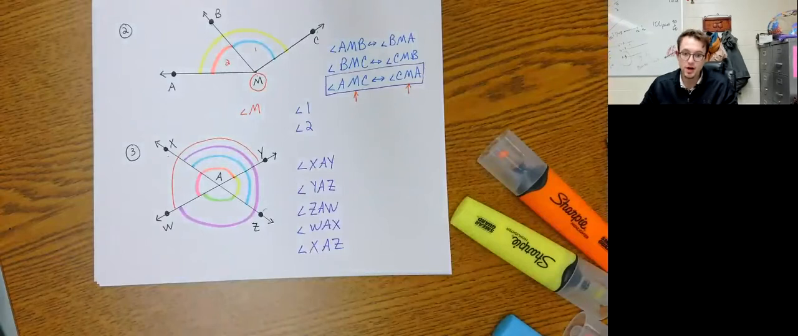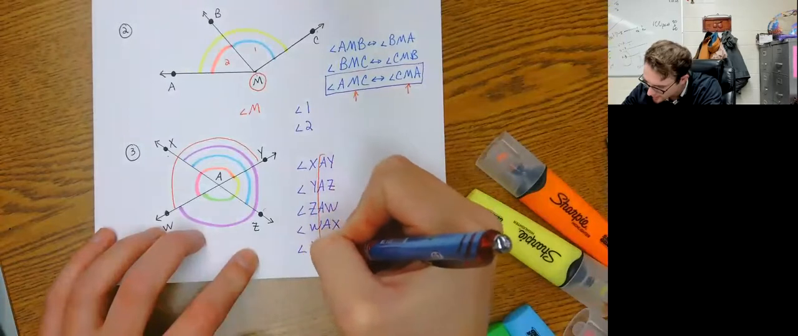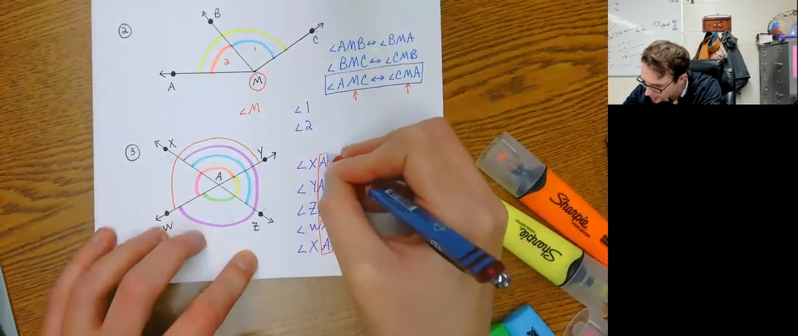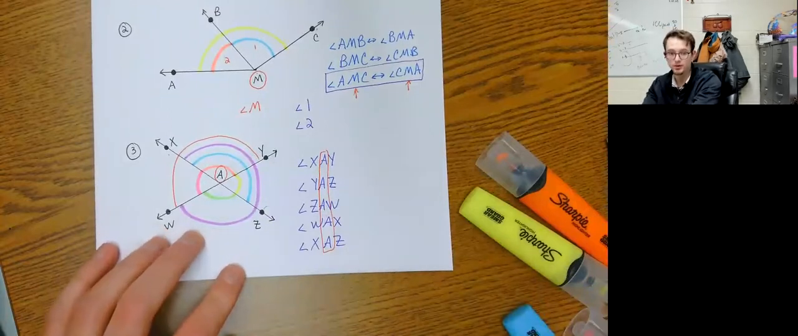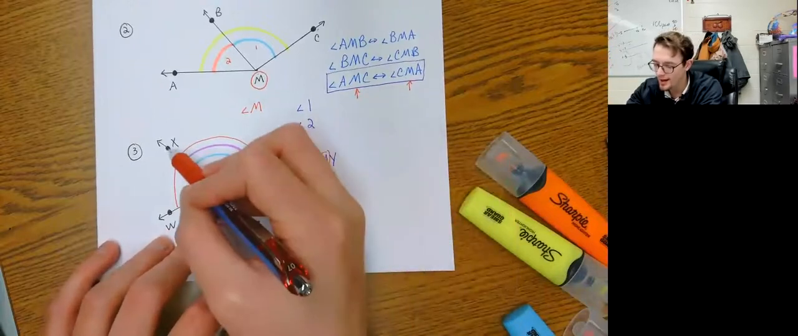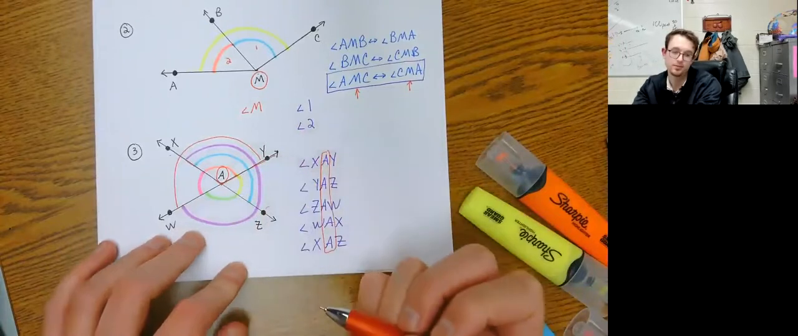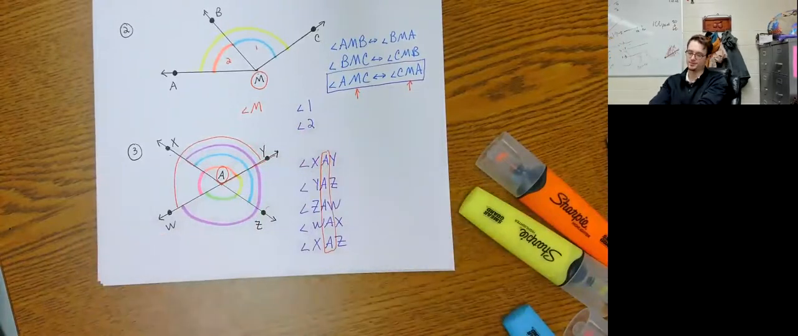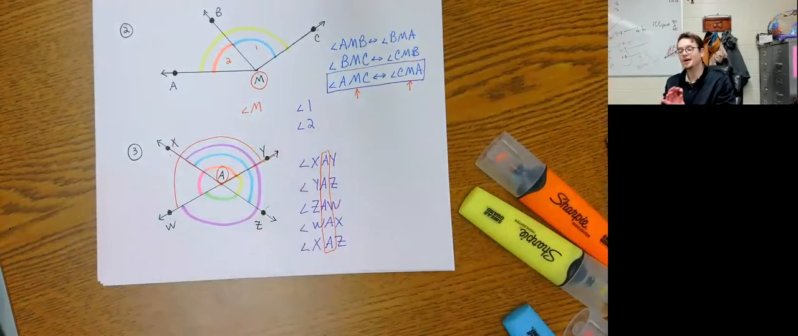Point is, notice how the vertex of all these angles was always in the middle. Super important. All right. So like XAY, X to A to Y. That's how you name an angle. So I'm going to end it there before I get too ridiculous on this diagram. Hopefully that helps you on how to name angles.